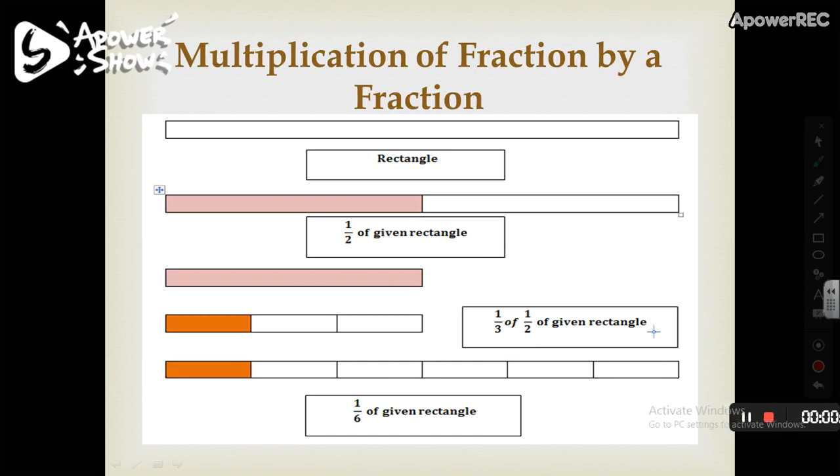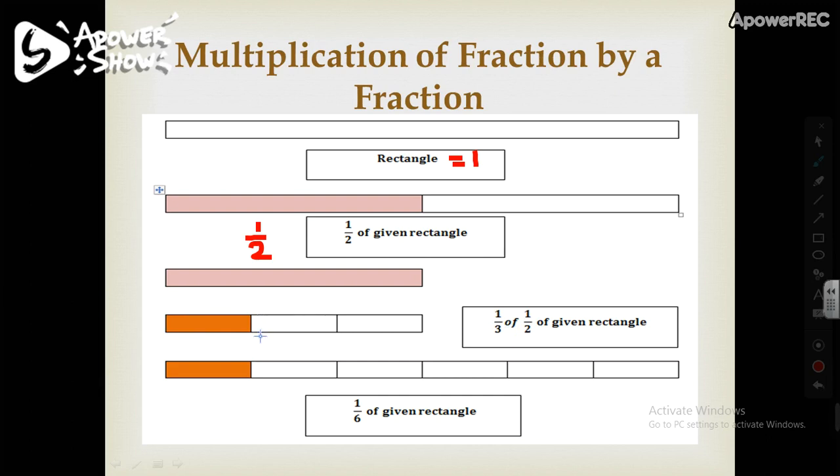How? We are taking this given rectangle to be the whole number 1. So I am assuming this given rectangle to be my whole number 1. So this rectangle represents the whole number 1. Then this shaded portion represents 1/2, because I am taking half of 1. So this shaded portion represents 1/2 and this is 1/3 of 1/2.